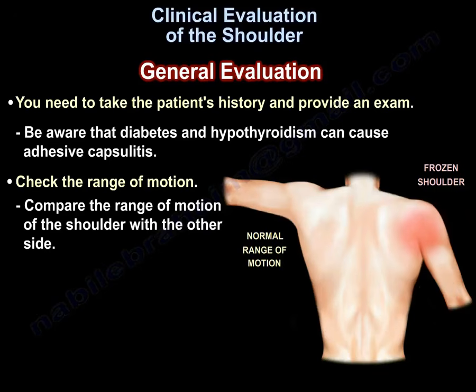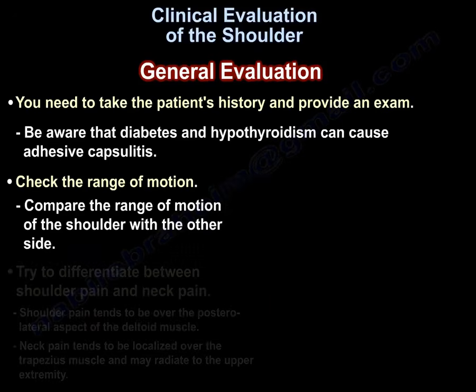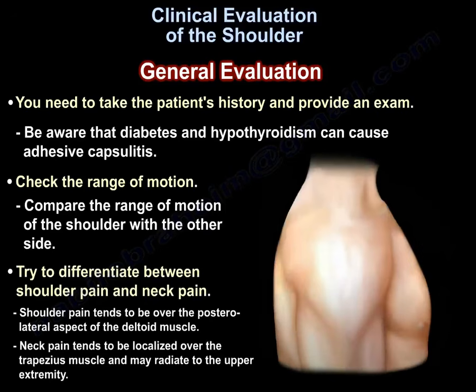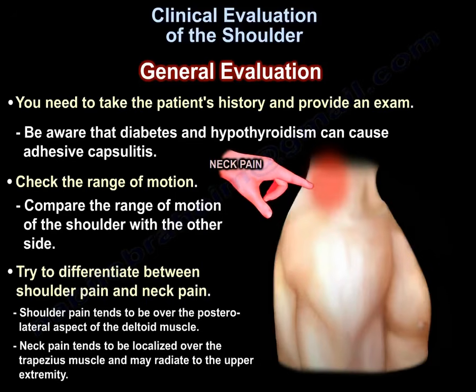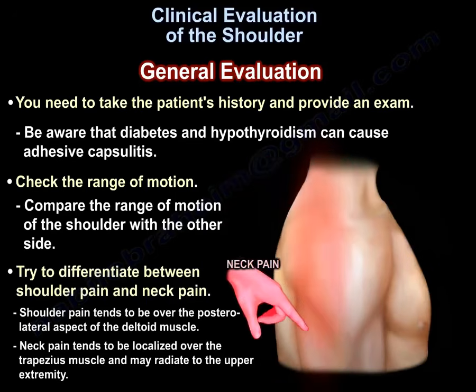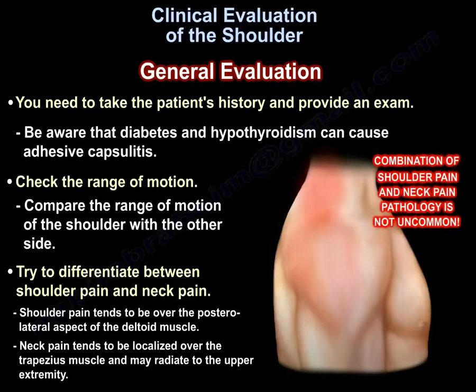Compare it with the other side. Try to differentiate between shoulder pain and neck pain. Shoulder pain tends to be over the posterolateral aspect of the deltoid. Neck pain tends to be localized over the trapezius and may radiate to the upper extremity. Combination of shoulder pain and neck pain pathology is not uncommon.